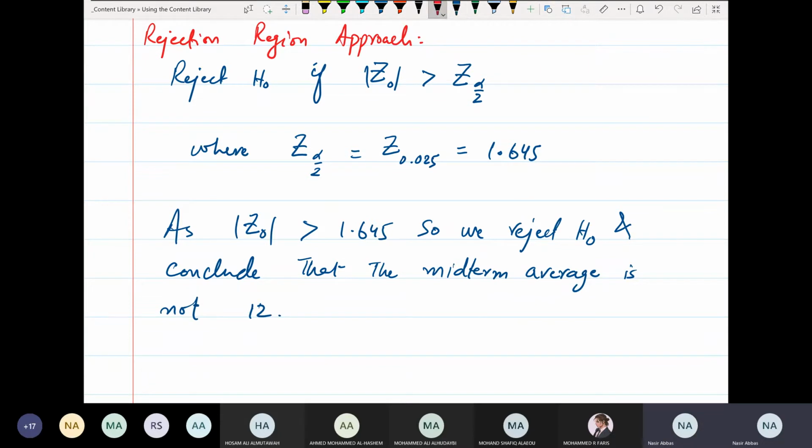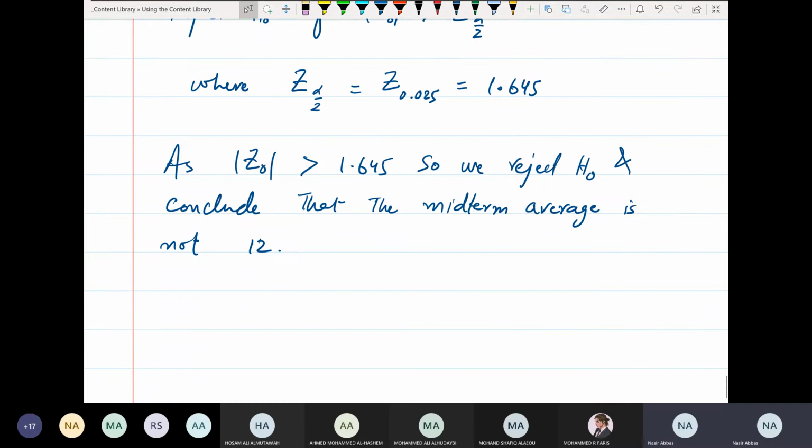That is the first approach. Let us use the second approach, the p-value approach. And keep in mind, in the exam, we are going to ask you only one approach in one question.